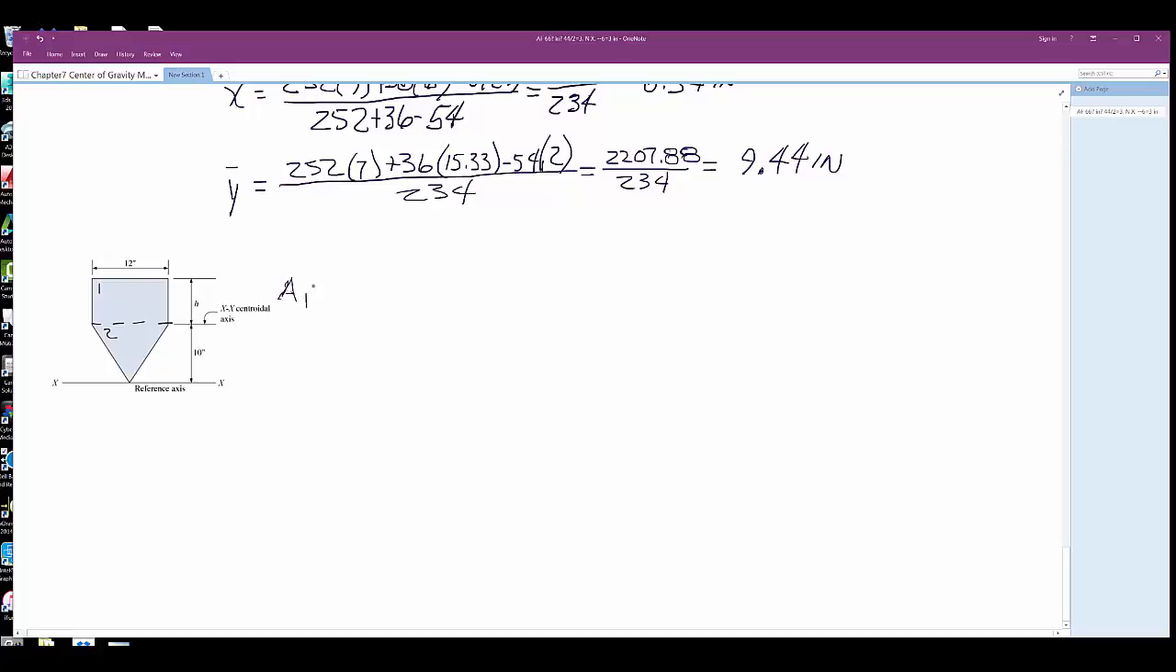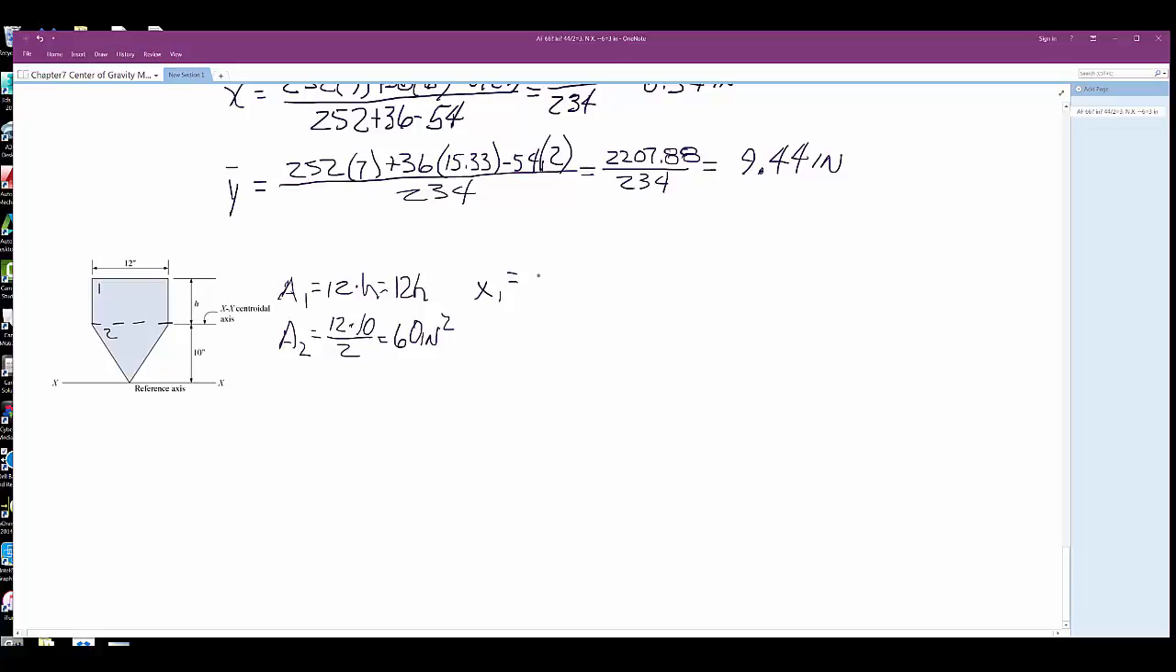The area of 1 is actually going to be 12, which is the base, times the height, and that's 12h. The area of 2 is going to be the base, which is 12, times the height, which is 10, divided by 2, because it's triangular in shape, and that's going to be 60 square inches.